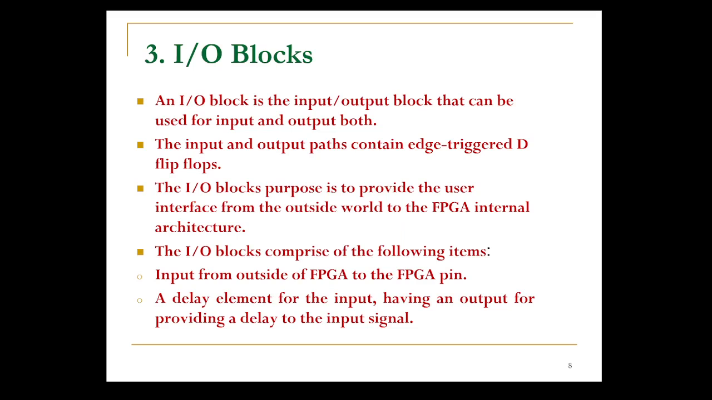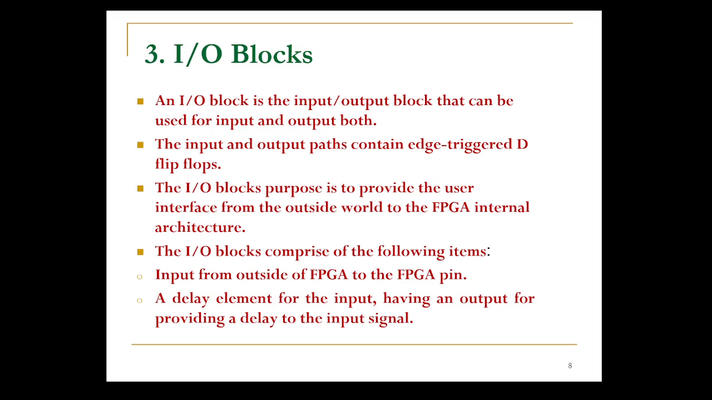Third one, input output blocks. It can be used for both input and output. The input and output part contains an edge triggered D flip-flop. There is both falling as well as rising edge, so negative and positive edge triggering, where positive edge triggering is with respect to the rise from 0 to 1, and negative edge triggering is from 1 to 0, the falling time of D flip-flops. The input-output block's purpose is to provide the user interface from the outside world to the FPGA internal architecture.